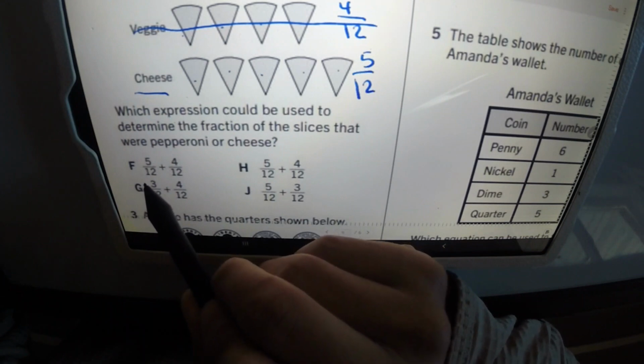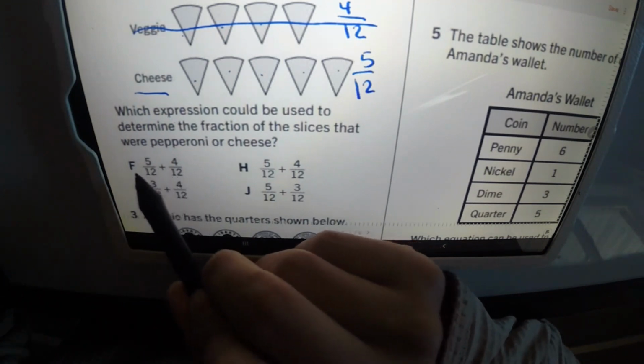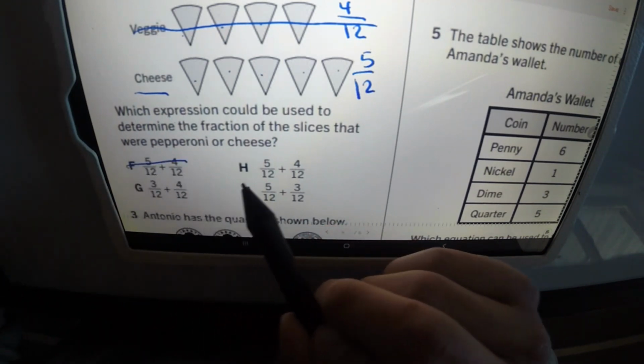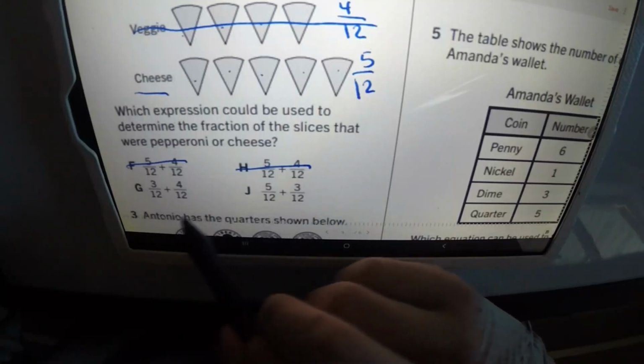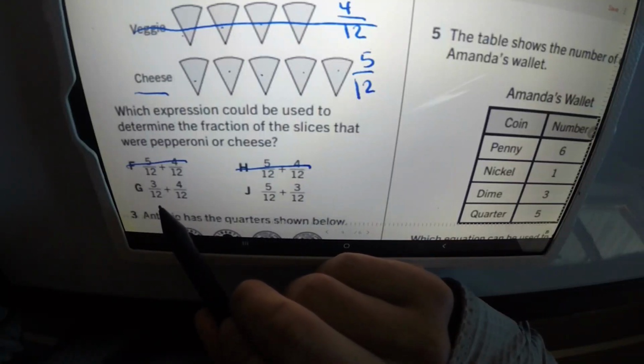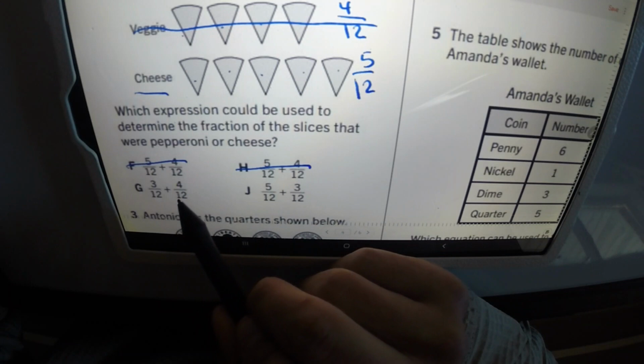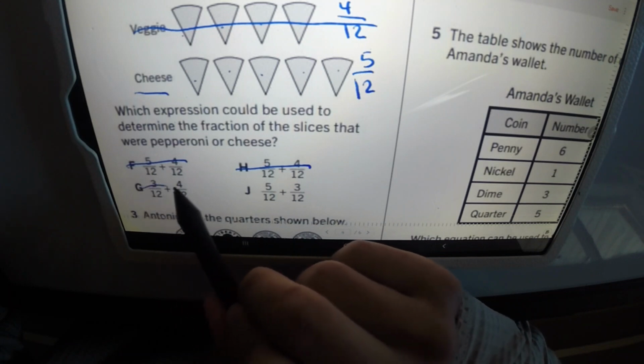Let's look at this one. 3 plus 4, that's not what we're looking for. We're looking for 3 plus 5. This is 5 plus 4. Again, we're looking for 3 plus 5 or 5 plus 3. Not what we're looking for. G, 3 over 12 plus 4 over 12. We're looking for 3 plus 5. This is not it either.